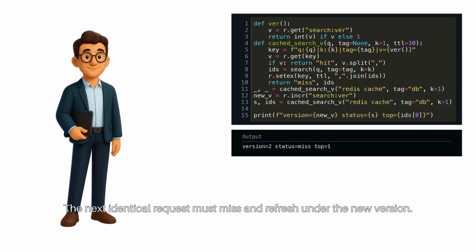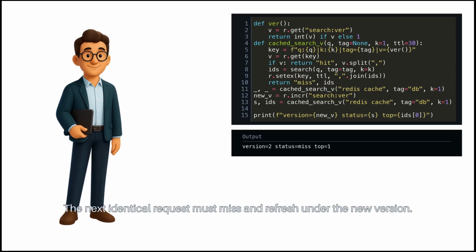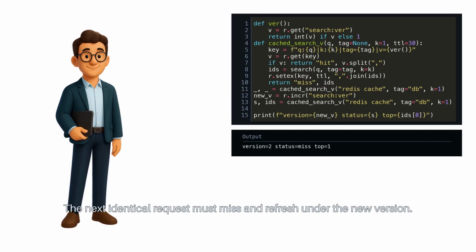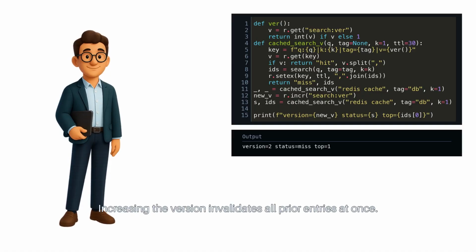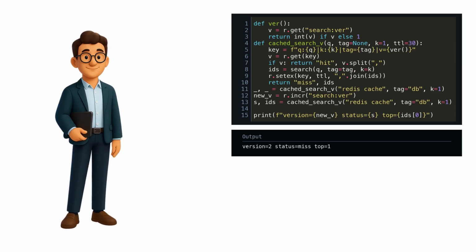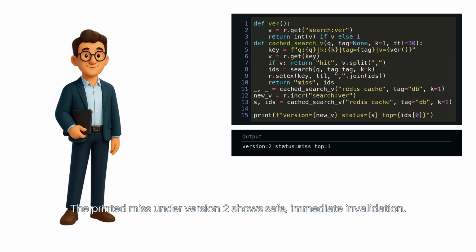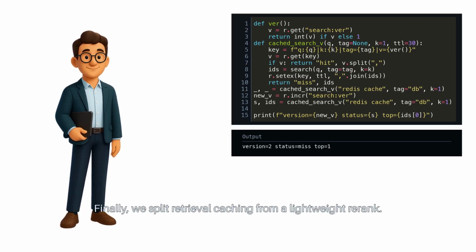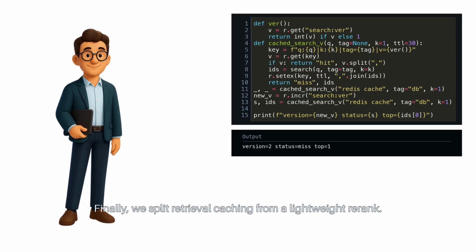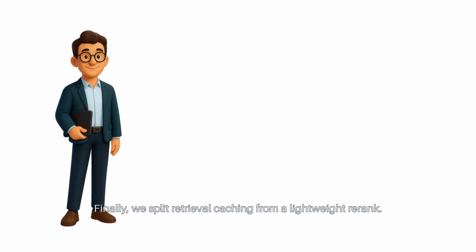The next identical request must miss and refresh under the new version. Increasing the version invalidates all prior entries at once. The printed miss under version 2 shows safe, immediate invalidation. Finally, we split retrieval caching from a lightweight rerank.